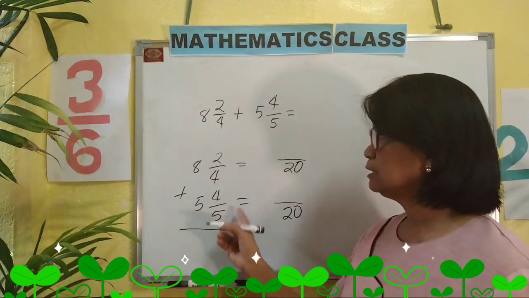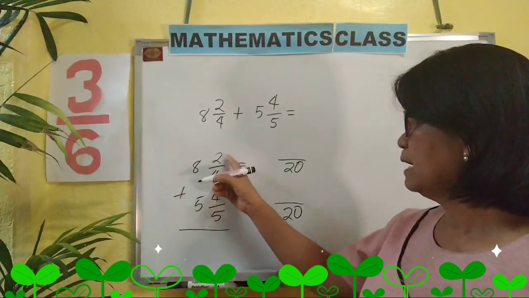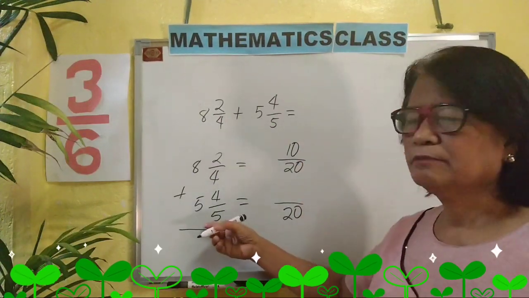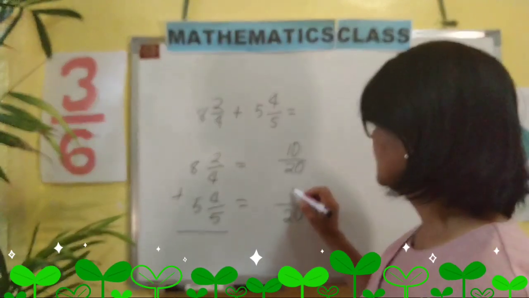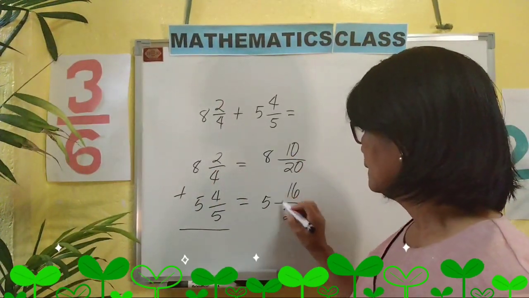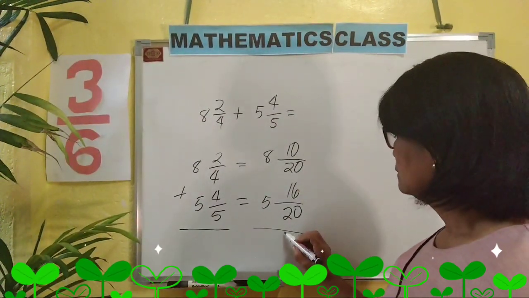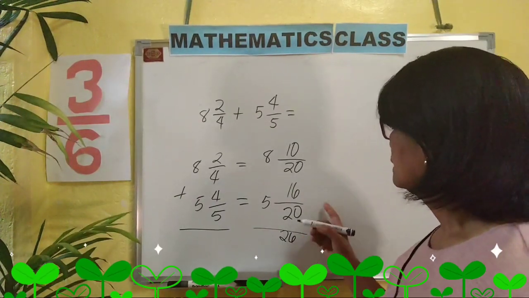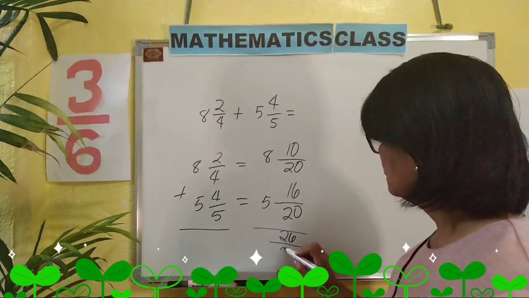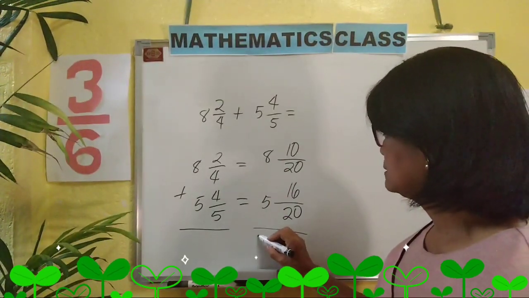And then, we have to change these fractions into similar fractions. 20 divided by 4 equals 5 times 2 equals 10. 20 divided by 5 equals 4 times 4 equals 16. We write the whole numbers, 8 and 5. And then add the numerator to the numerator. 10 plus 16 equals 26 over, or copy the common denominator of 20. And then add the whole numbers. 8 plus 5 equals 13.